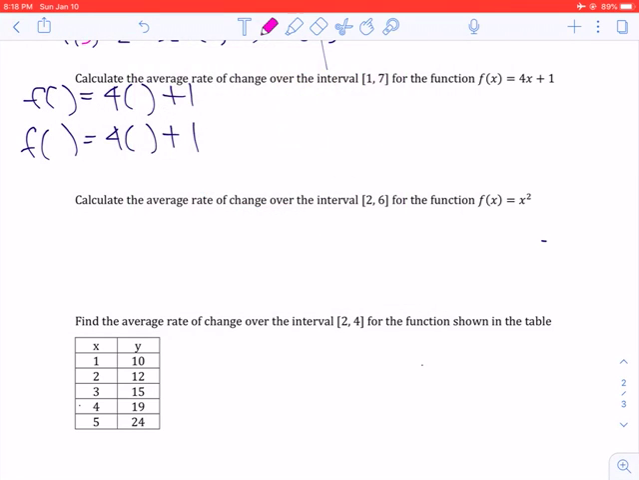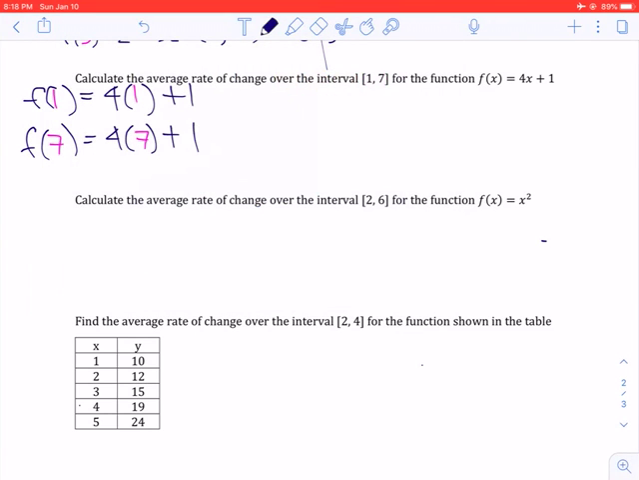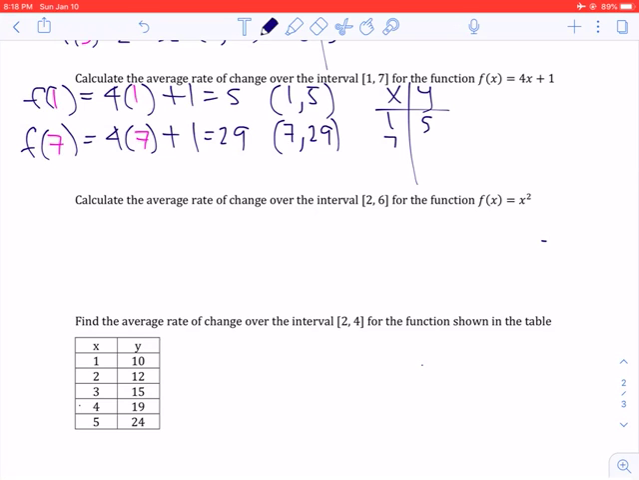So I'm first substituting in an x value of 1, and then I'm substituting in an x value of 7. 4 times 1 is 4, plus 1 is 5. So that would be the point (1, 5). And then 4 times 7 is 28, plus 1 is 29. So this would be the point (7, 29). Do you agree with me? Hopefully. Putting these points into my table.